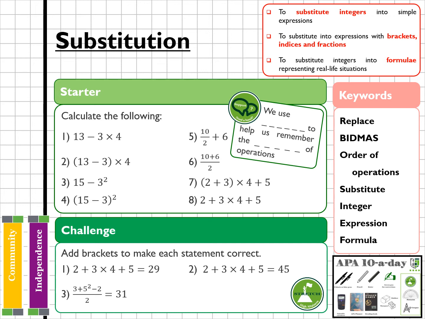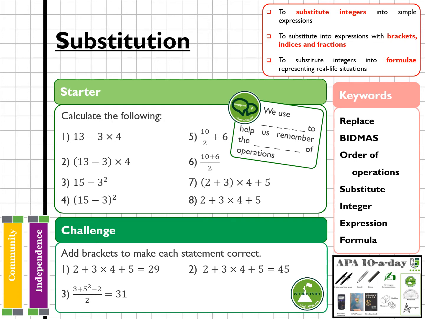To get you started today, there are 8 questions on the board and then there are 3 challenge questions. There is also a hint. We use something to help us remember the order of operations. Please pause the video here to give it a go. I will reveal the answers to the support shortly.